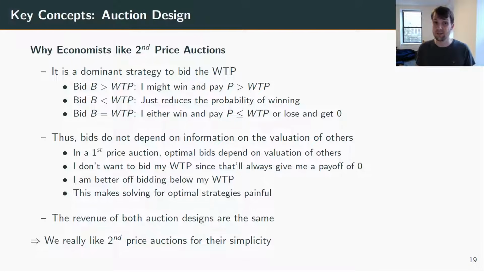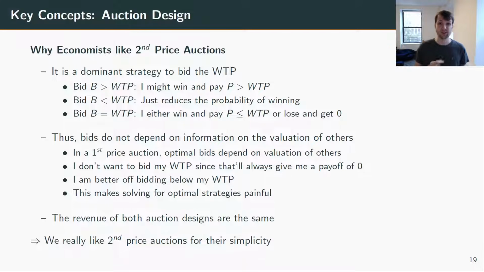You can always take it as a given. If you're told it's a second price auction and you have to figure out the equilibrium, it's always going to be everyone bidding their willingness to pay. So bids don't depend on the information on the valuation of others. That's important. I'm going to bid my willingness to pay. I don't care about anyone else's willingness to pay.